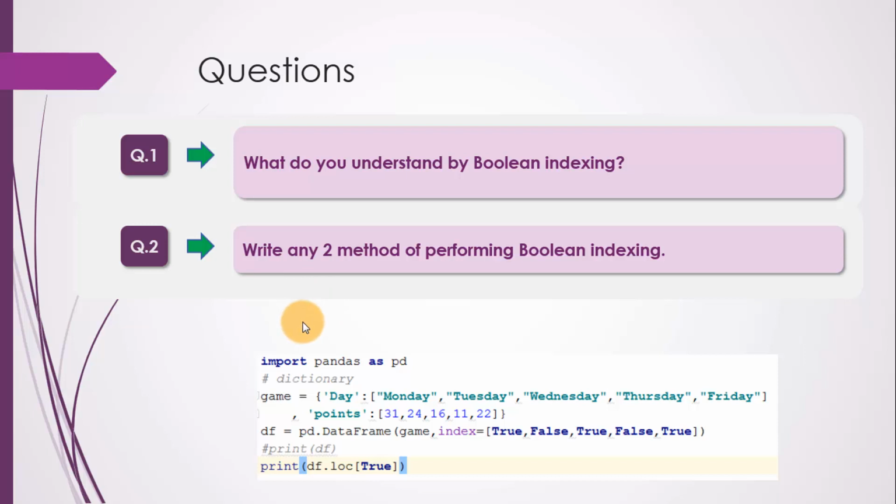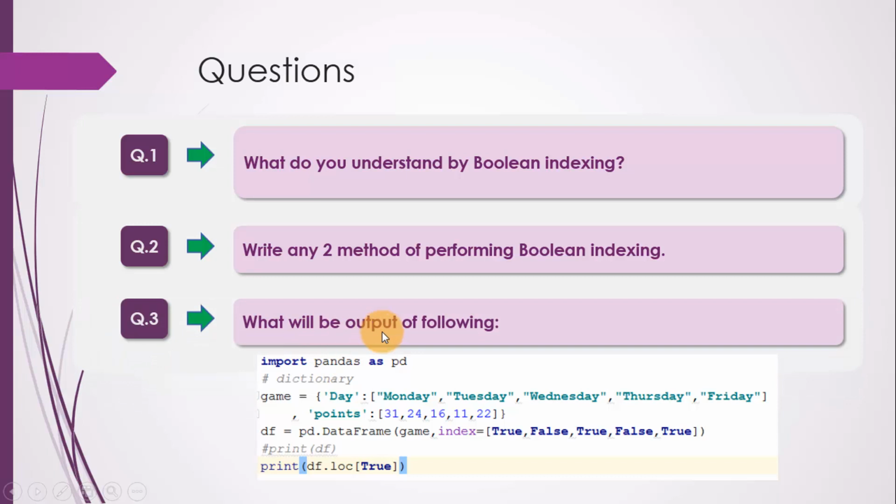Okay, now my third question is, what will be the output of the following? Here is a piece of code: import pandas as pd, and then we have supplied some data frame dictionary, and this dictionary is supplied to DataFrame to create a data frame, and we have provided some index values, and I have used print(df.loc[True]), so you can easily guess what it will generate. Okay, what output will it generate?